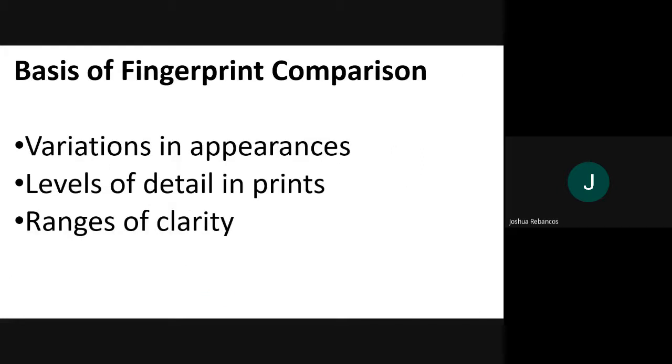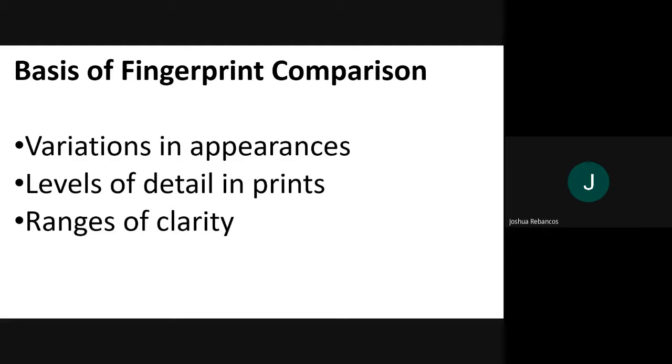Basis of fingerprint comparison: variations in appearances, levels of details in prints, ranges of clarity. Iyan ang basis for fingerprint comparison. Yung variation in appearances, kung sabi mo double loop whirl doon sa right hand niya, right thumb niya, may double loop whirl. Di ba yung double loop whirl, meron siyang upright and downward position yung loop.